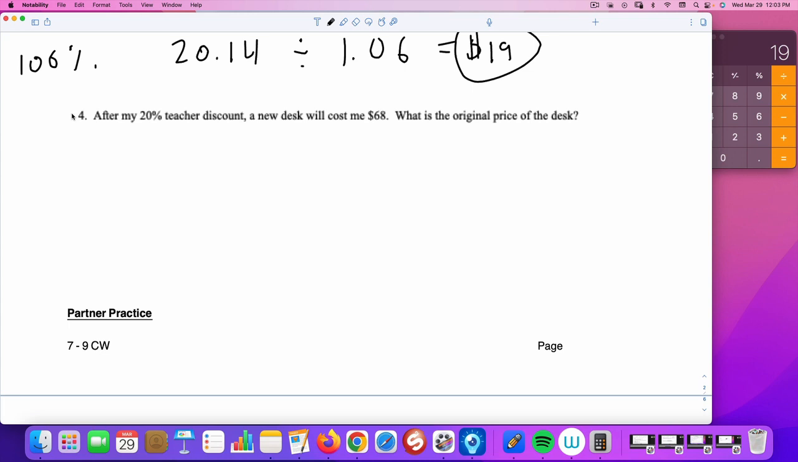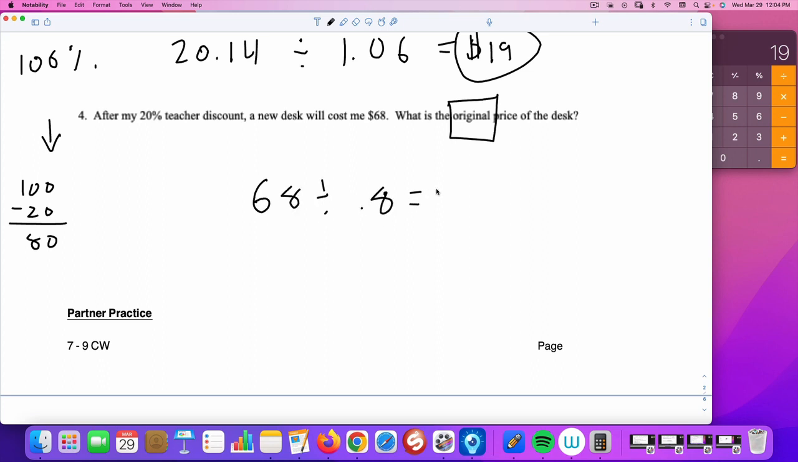After my 20% teacher discount, a new desk will cost me $68. What's the original? Box original, put arrow up or down. $68 divided by what? Give me the decimal that you divided by, Daniel. 68 divided by 0.8 would be what answer, Jameson? I got 85. Nice. Yeah. 0.8 equals.